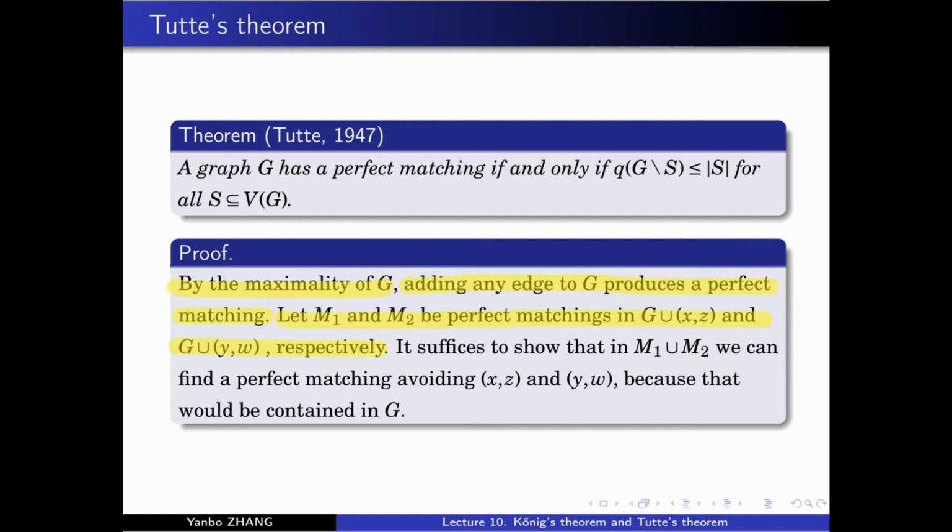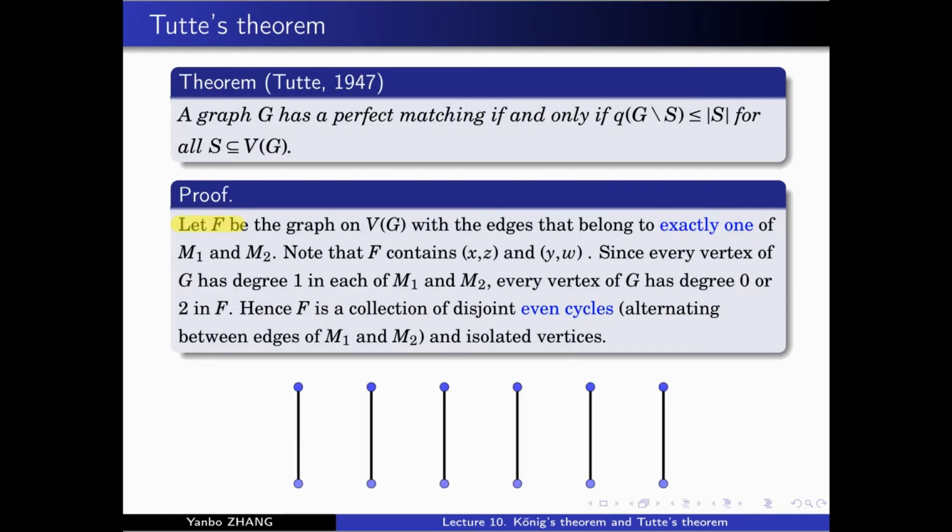We see that M1 is not a perfect matching of G because the edge XZ is not in G. Also, M2 is not a perfect matching of G because the edge YW is not in G. But we want to find a perfect matching avoiding the two edges XZ and YW. This is what we want to do next. Let F be the graph on V(G) with the edges that belong to exactly one of M1 and M2.